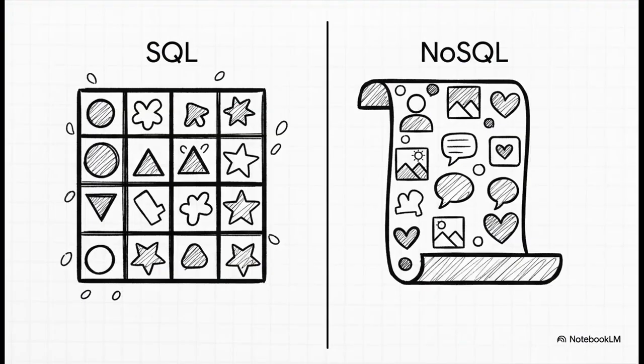So NoSQL basically looked at the perfect spreadsheet world of SQL and said, yeah, no thanks. Instead of those rigid tables, NoSQL databases use flexible documents. Think of a user profile on a social media site. One person might list their job, another might not. One might have 10 photos, another might have 0. NoSQL is totally cool with that. It's built for that kind of flexible, messy reality.